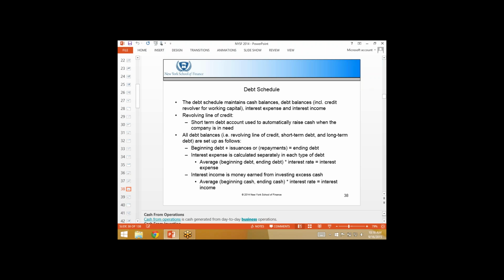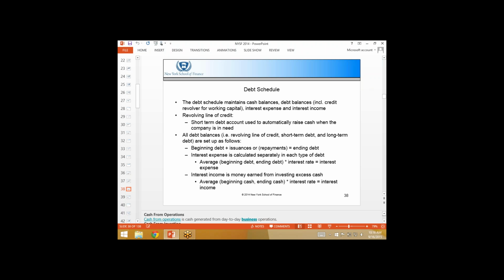So I want to talk about the debt schedule. And the debt schedule is one that throws people off often because it's just not so linear. You know, the income statement, you make 2014 and you copy it to the right, or the balance sheet, you balance it, you copy it to the right. It's a little bit haphazard. There are a lot of different ways to interpret a debt schedule.